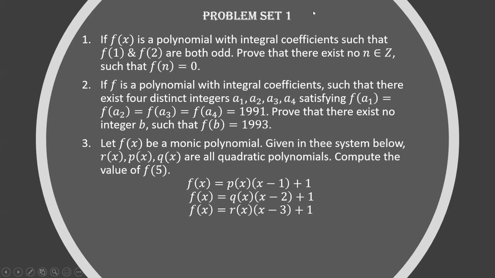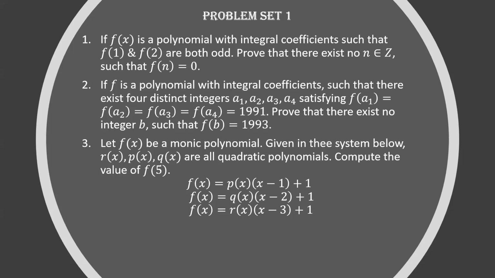Let f of x be a monic cubic polynomial given in the three systems below. R of x, P of x, Q of x are all quadratic polynomials. Compute the value of f of phi. They have given us a system of three equations. The first equation is that f of x is equal to P of x into x minus 1 plus 1. In the question, they have directly expressed it in the form of the division algorithm. You can split it and go ahead.